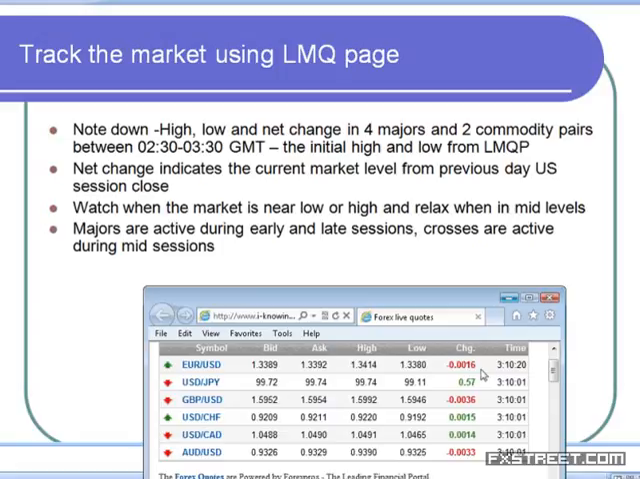So from yesterday's US session close, it has just made a dip of 16 pips. Whereas in the case of USD/JPY, it has gained about 58 pips from yesterday's close. And GBP has just made a drop of 37 pips from yesterday's close. And CHF has gained about 15 pips from yesterday's close.